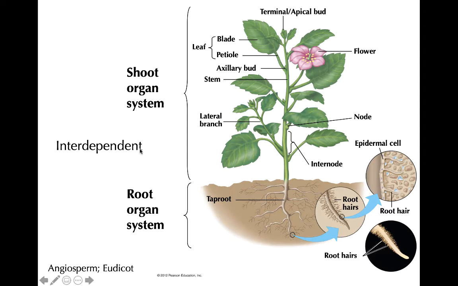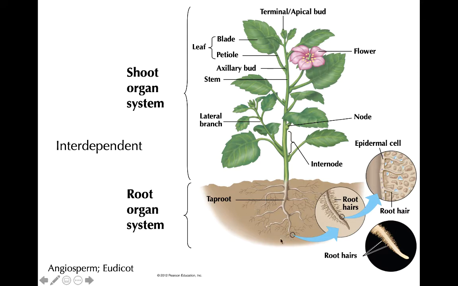They're interdependent, meaning that the root takes in products and or makes products that are important for the shoot system, and the shoot system makes products, takes in products, and transports products that are important for the root organ system.